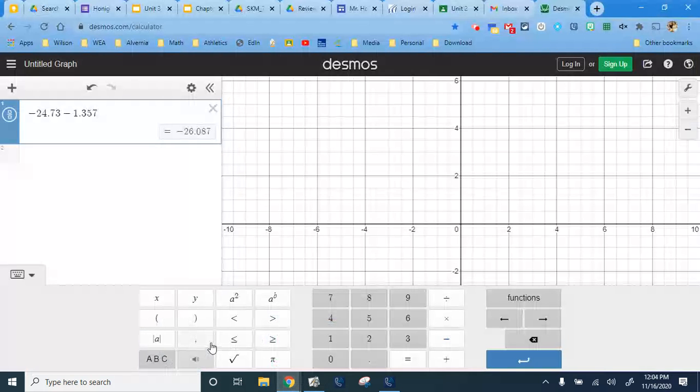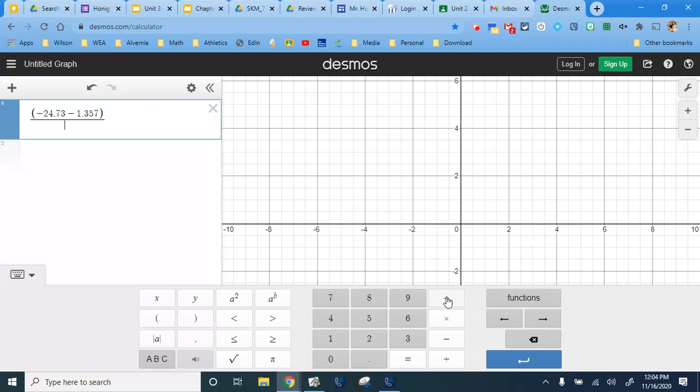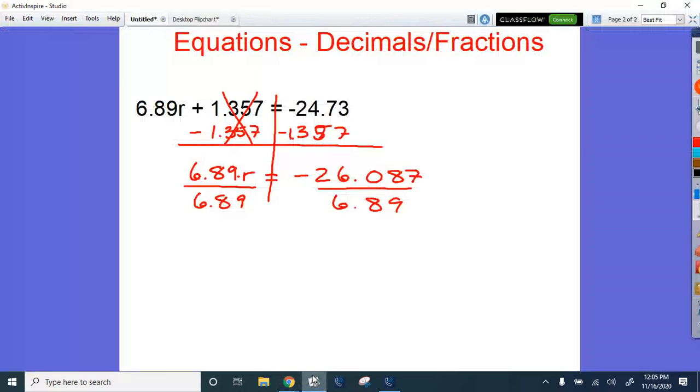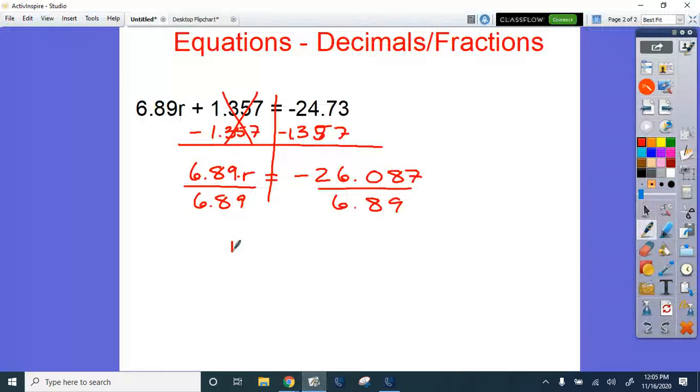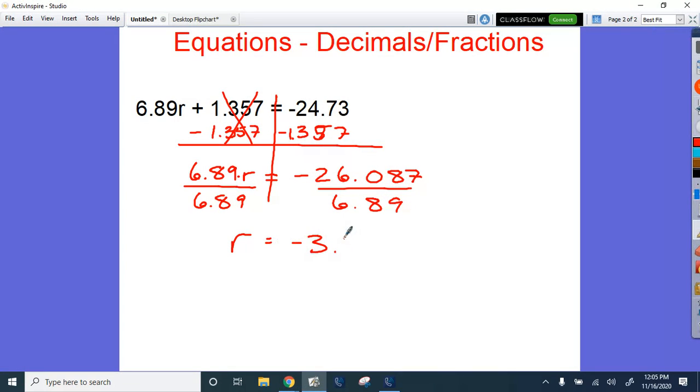So I come into my calculator right here, and what I can do is I know that this becomes negative 26 and 87 thousandths. I'm just going to put a parenthesis around it because I want to take this whole value and divide it, take the entire thing, divide it by 6.89. And that will give me my solution here of negative, I'm going to round this to the nearest hundredth, negative 3 and 79 hundredths. Okay, so that's what r is equivalent to, negative 3 and 79 hundredths. Final solution. Okay, so that's one with all decimals.